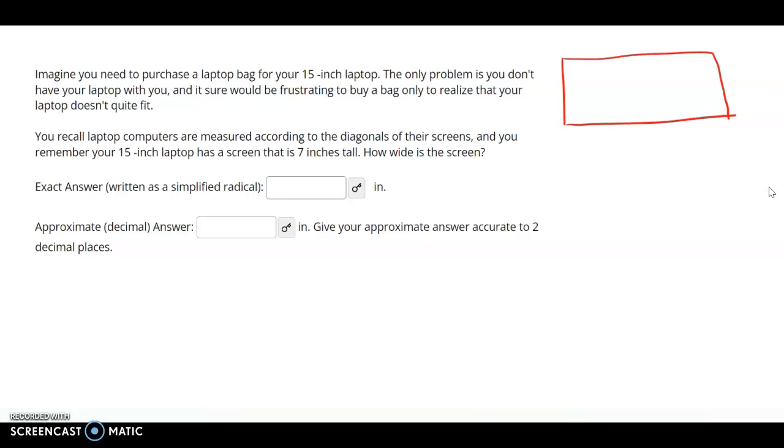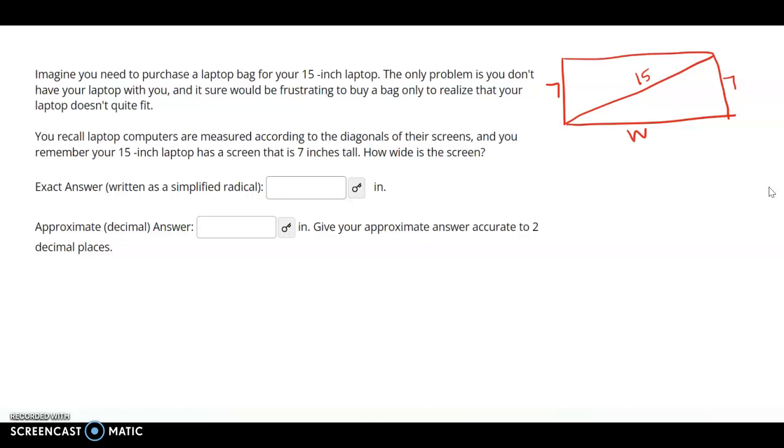And you remember your 15-inch laptop has a screen that is 7 inches tall. How wide is the screen? So we're looking for the width here. Now notice it says they're measured according to the diagonal. So if it's a 15-inch laptop, that tells us that's the diagonal length. The diagonal length would be 15. And if that height is 7, this height over here is also 7.